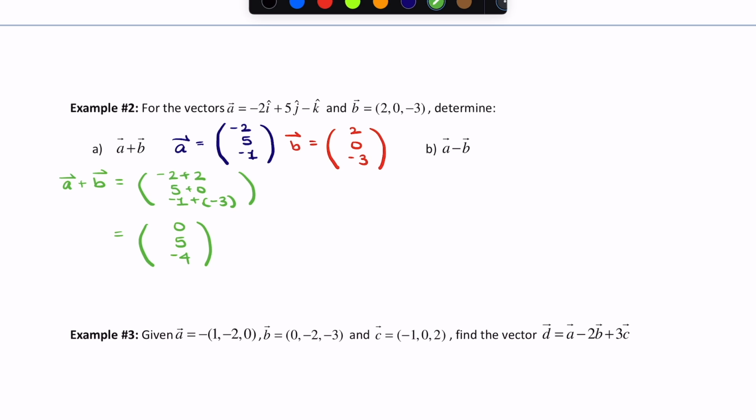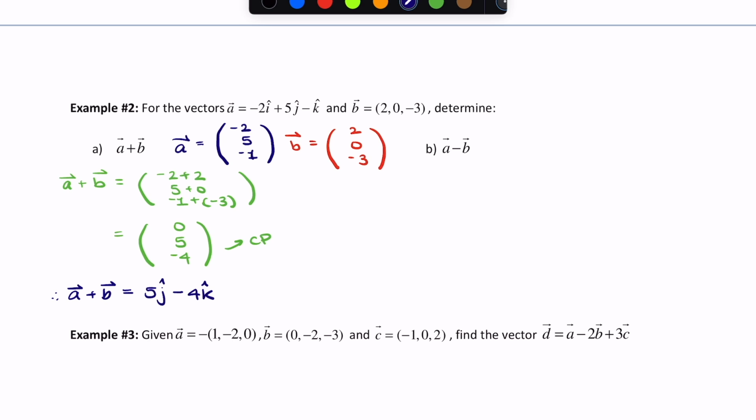And so that again is in component form. If we did want to convert it into standard basis form, we would see that vector a plus vector b would be equal to, no i values because it's 0, 5j minus 4.